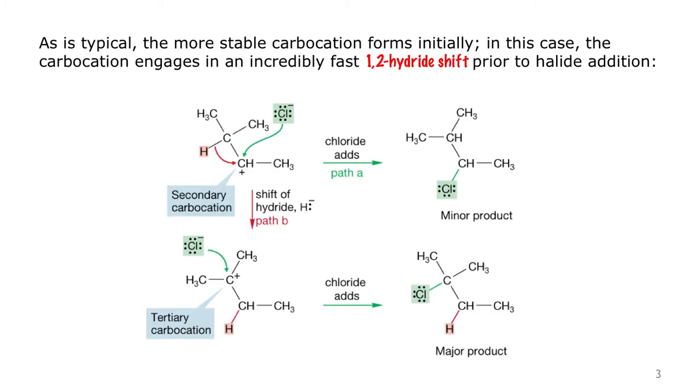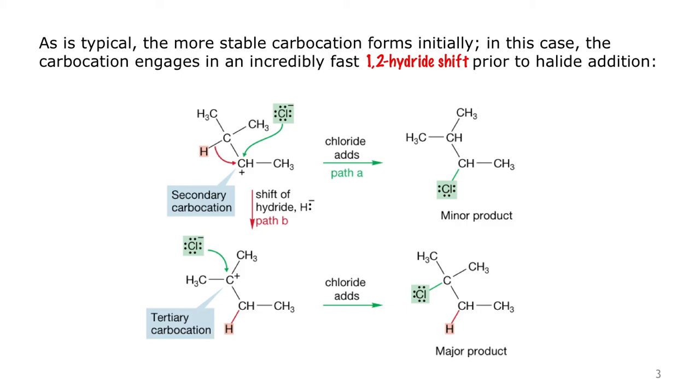As is typical, when these sorts of structures can rearrange by simple shifts of hydride or alkyl groups, they do so incredibly fast, and I can't emphasize that enough. So let's now think about what can happen to that secondary carbocation. This is the same one depicted on the previous slide. One thing that can happen is the intermolecular reaction between the chloride ion and the carbocation, and that leads to the minor product. So that's an easy rationalization of where that comes from.